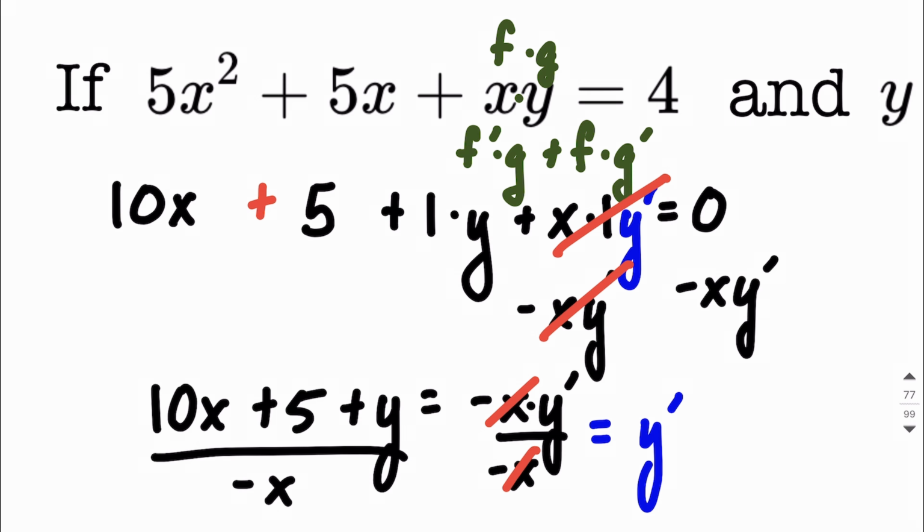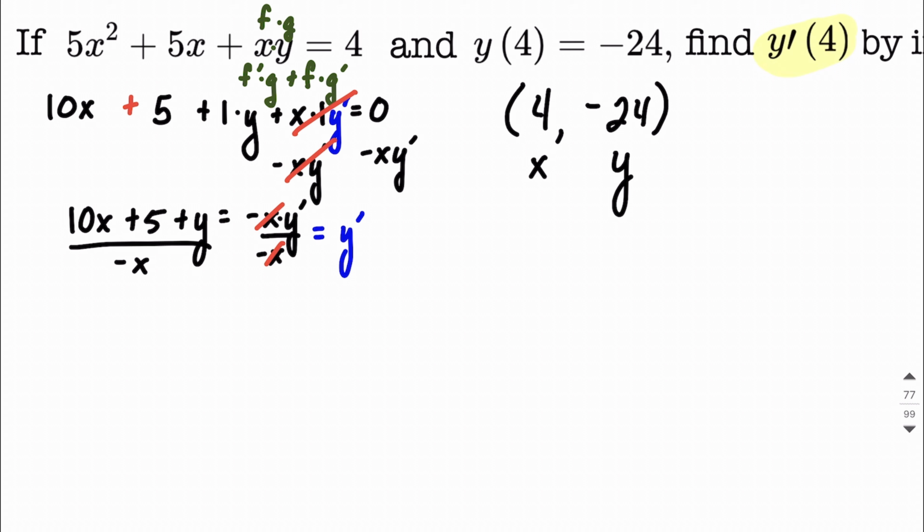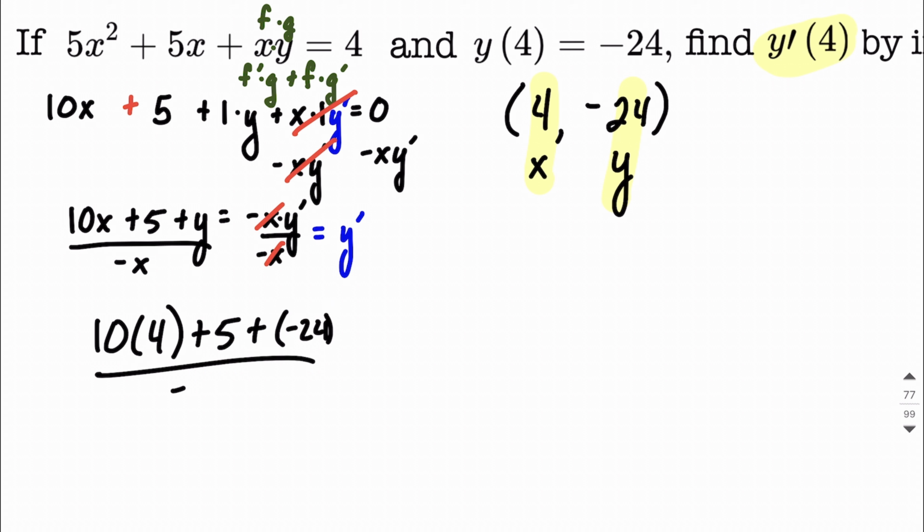That's a great start, but we still need to finish this up. We were asked specifically, what is y prime of 4? This goes back to what we said earlier: for an x value of 4, we get a y value of negative 24. So let's replace what we have on the left-hand side with these values. With our derivative, we can say 10 times an x value of 4, plus 5, plus a y value of negative 24, all over negative of an x value of 4, is going to be our y prime.